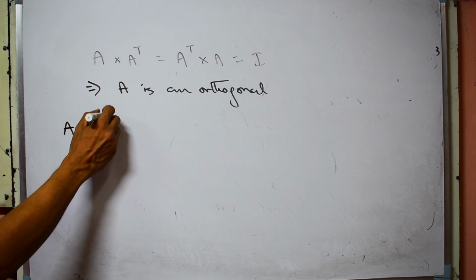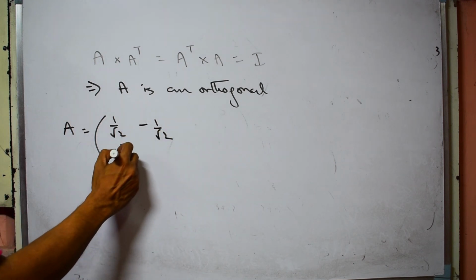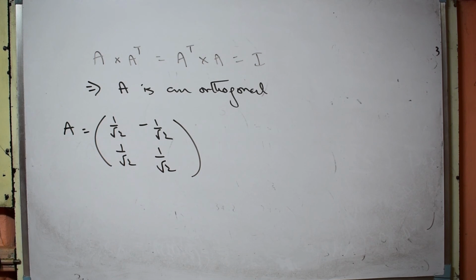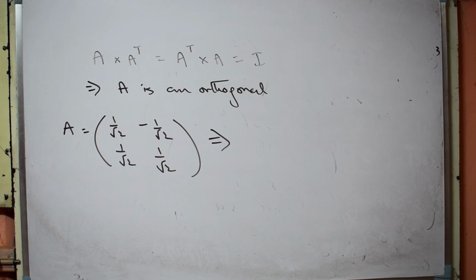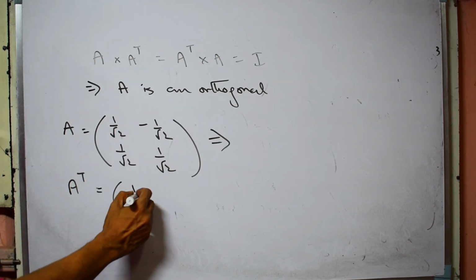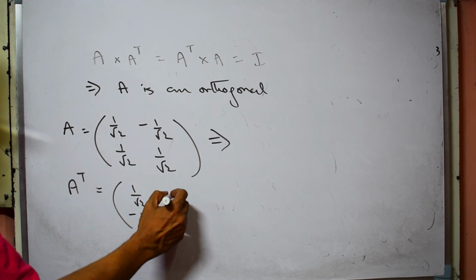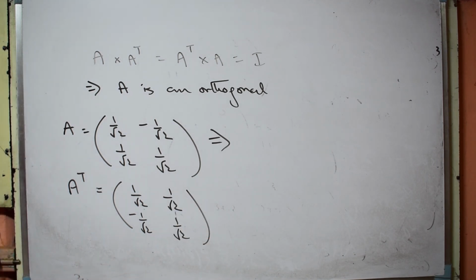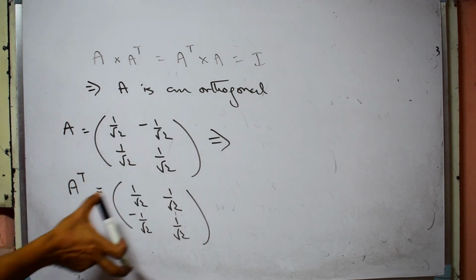Like A is equal to 1 by root 2, minus 1 by root 2, 1 by root 2, 1 by root 2. I want to see whether it is orthogonal. Let us check whether it is orthogonal or not. So how to check? A transpose. That means we are changing the side: rows we are changing to columns. So the first row I have converted to the first column, the second row converted to the second column.